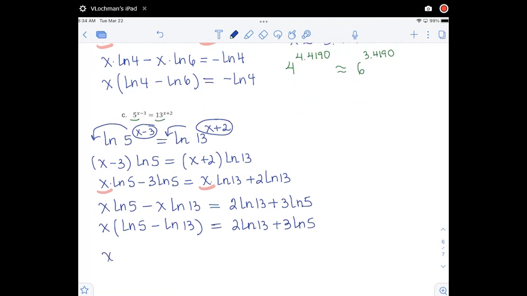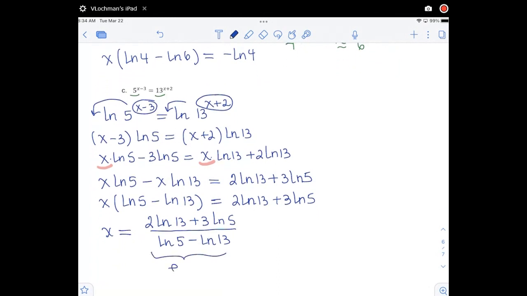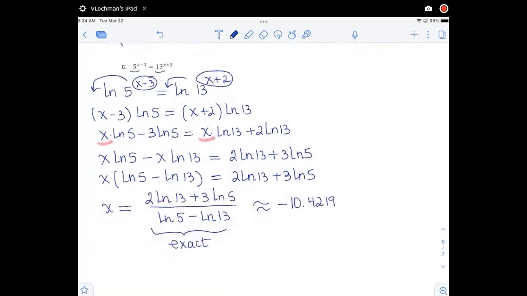And the last step is to divide to solve for x. Okay, so we get 2 natural log of 13 plus 3 natural log of 5, divided by natural log of 5 minus natural log of 13. Okay, that's our exact answer. Approximately, we would plug this into our calculator and we will get negative 10.4219. Okay, all right, we can check this.